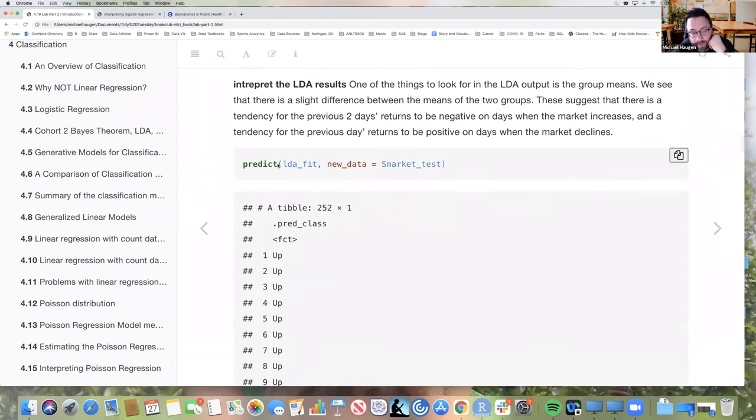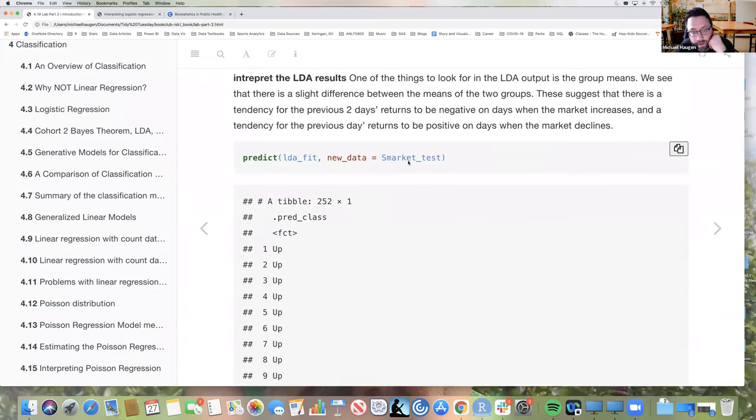So the next thing after fit is predict. We predict a fit on new data, in this case, the testing data.